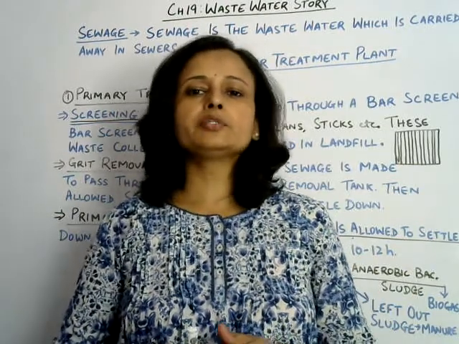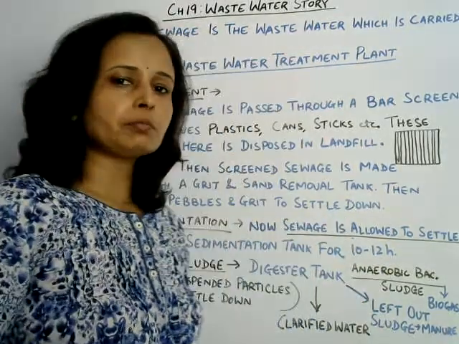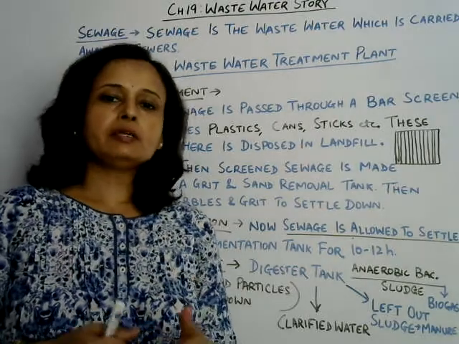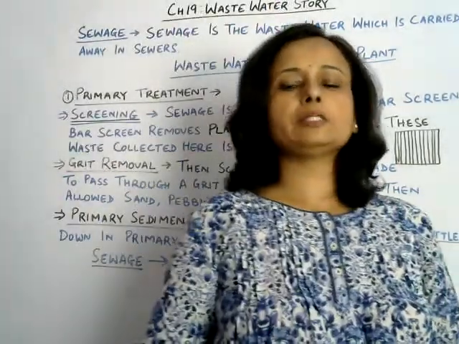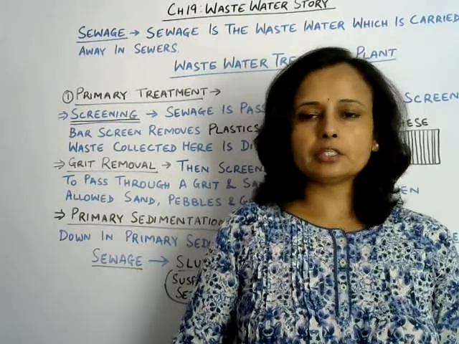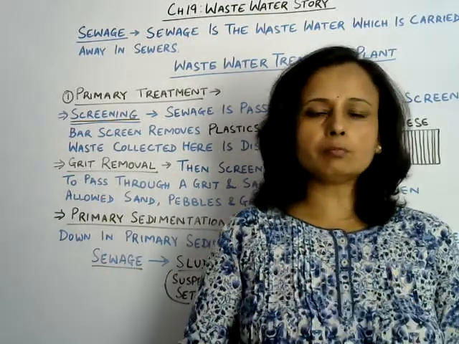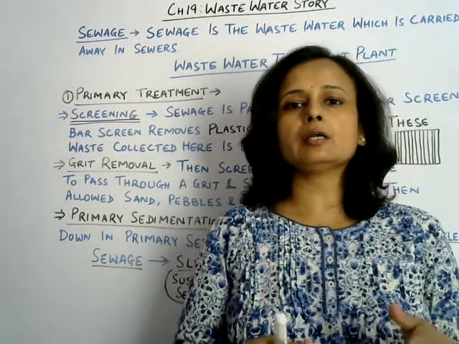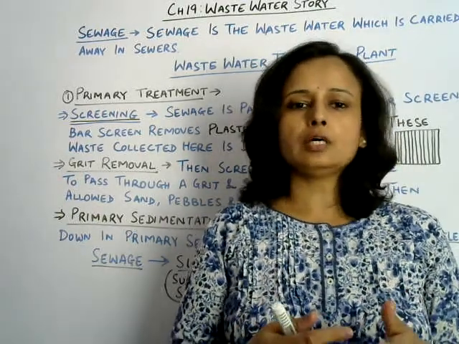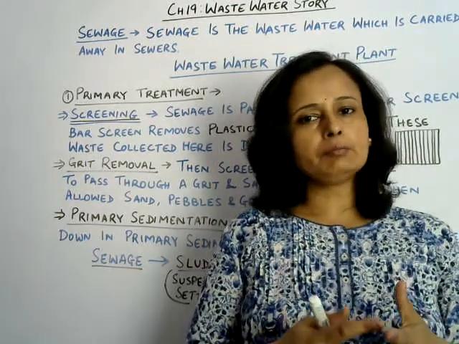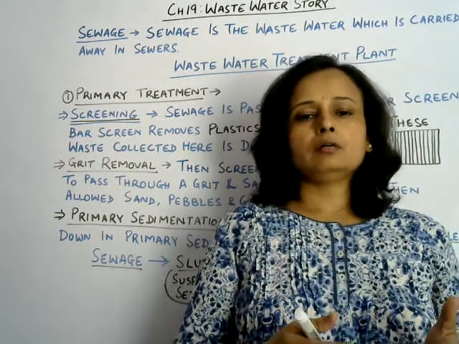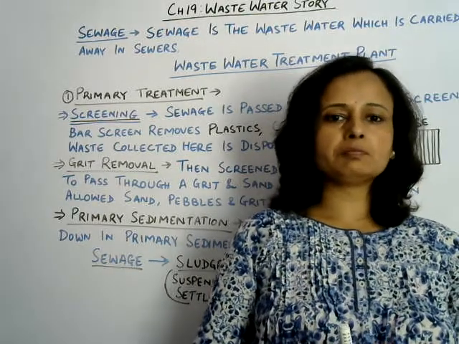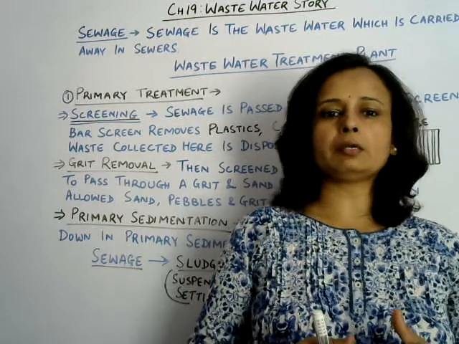Okay. So there are three steps in wastewater treatment plant. These are primary treatment, then secondary treatment, then tertiary treatment. Okay, so what is primary treatment? In primary treatment, basically solid waste is removed, oil is removed, and different chemicals are removed, whatever is floating on the water, that can be removed through this primary treatment. So there are three steps in primary treatment as well: screening, grit removal, and primary sedimentation.